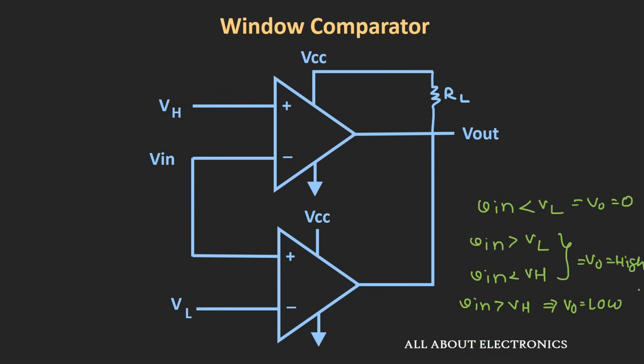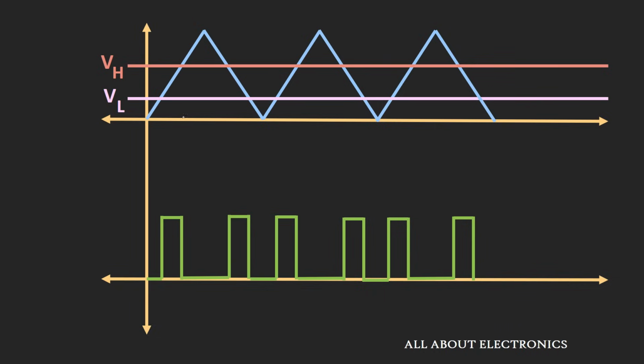So as you can see, your output will be high whenever your input signal is in between the lower and the upper threshold voltages. Now let us say you have applied this triangular wave to this window comparator, and VH and VL are their upper and the lower threshold voltages respectively. So here your output voltage will be high during the duration when your input voltage is between the lower and the upper threshold voltages, and for the rest of the time your output will remain low.